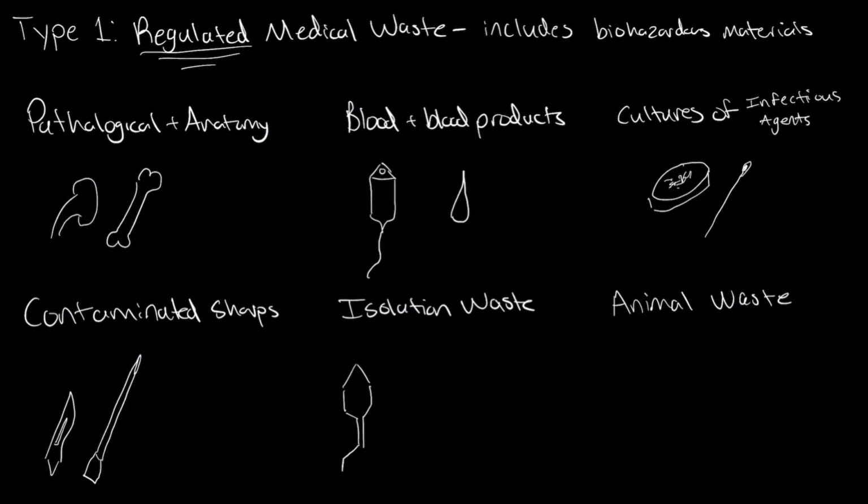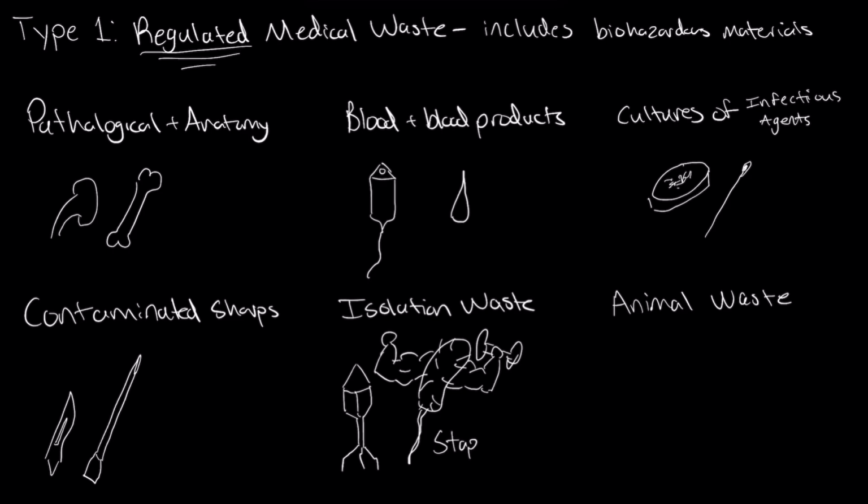Next is isolation waste. These are things that are infected or contaminated with highly infectious diseases, things like Staphylococcus aureus, things like E. coli, C. diff is another one. So things that are very, very strong diseases. You can see I have my little muscly bacteria here. Those are the kind of things that are going to want to be kept separate from other things, and that's why they call them isolation wastes.